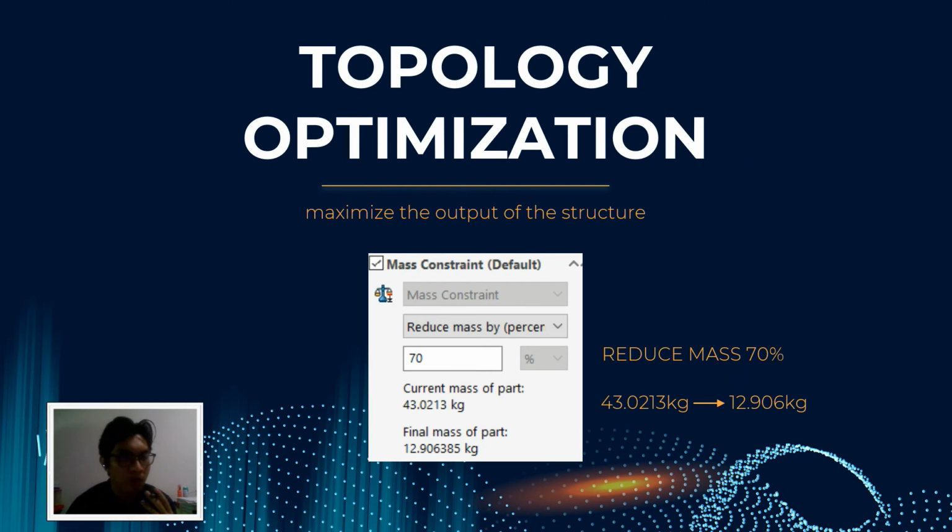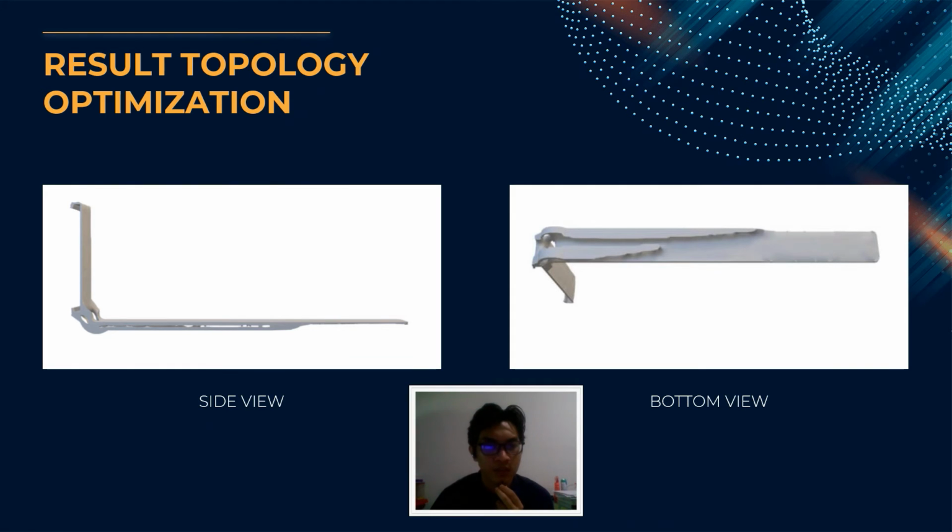Next, we do the topology optimization, which is used to maximize the output of the structure. We reduce the mass by about 70%. We succeeded in reducing the mass from 43.0213 kg to 12.906 kg. These are the results of the topology optimization that we get from the analysis. So this is the side view and the bottom view of the product.